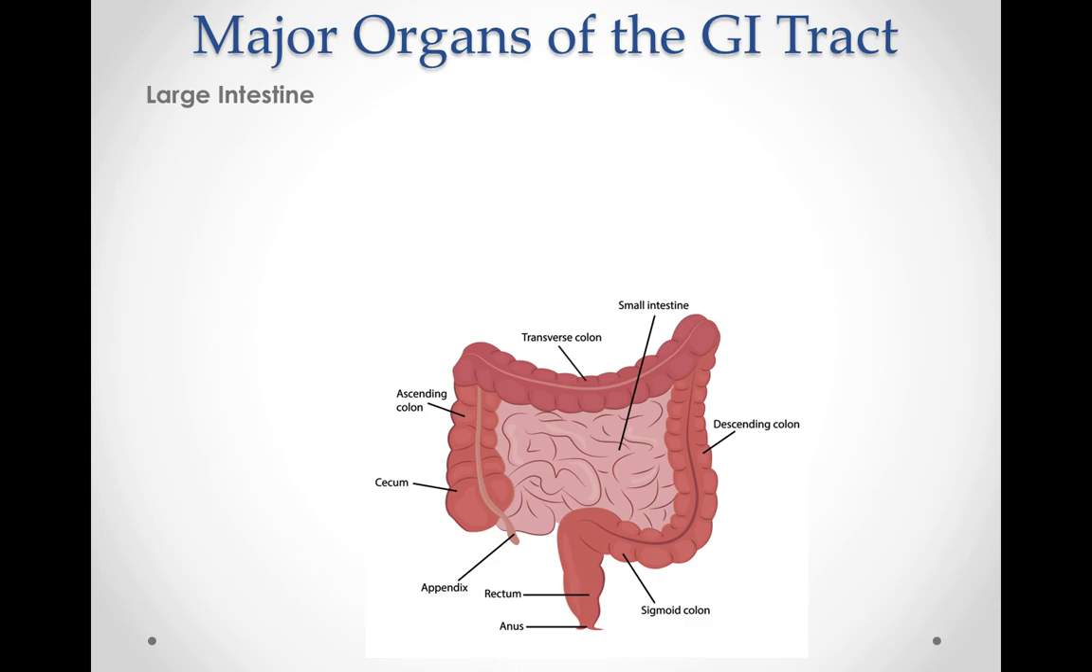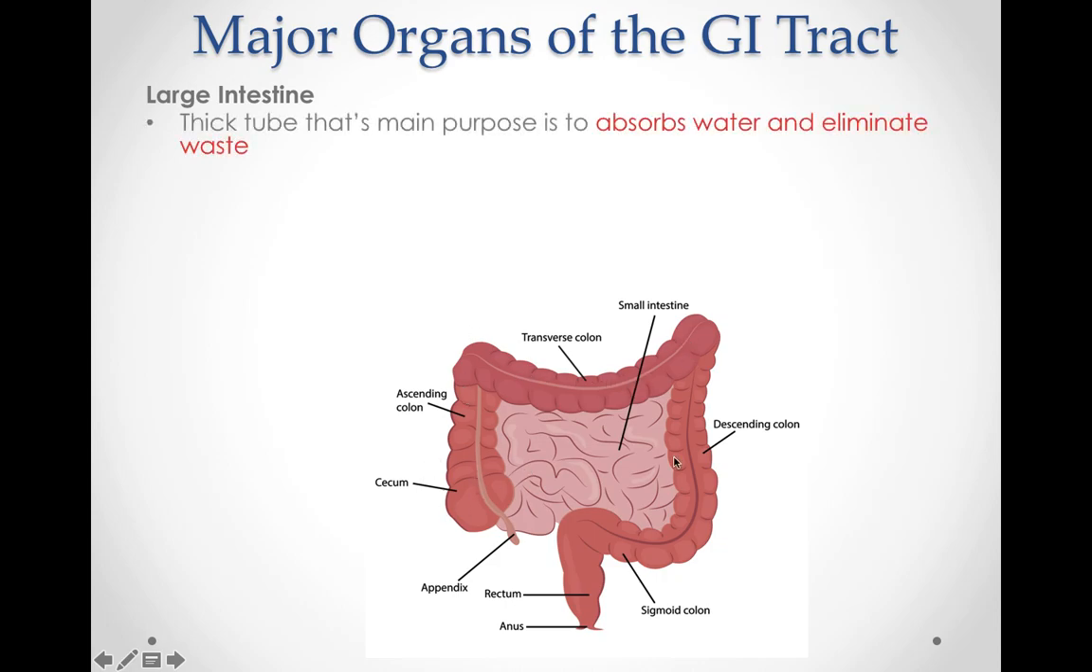Okay, so then we have our large intestine, and it's called the large intestine because, as you can see, the diameter of the tube is pretty thick, so it's a lot bigger than the small intestine. So the main purpose of the large intestine is to absorb water. So the small intestine was absorbing the nutrients. Large intestine's main job is to absorb water and eliminate waste.